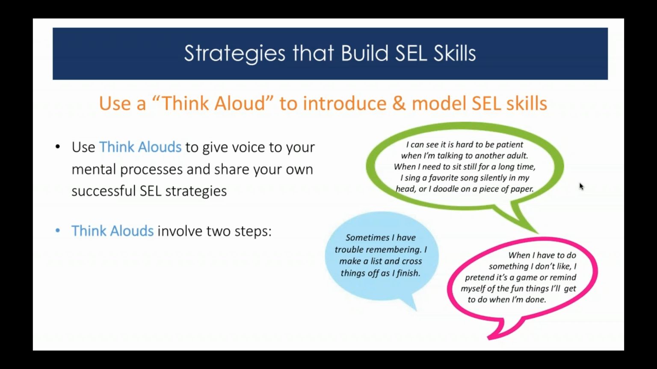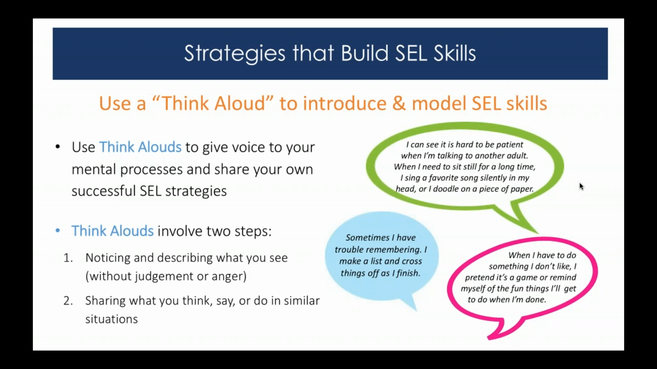And think alouds really involve two steps. The first is noticing and describing what you see occurring without judgment or anger. And then two, sharing what you think, say, or do in similar situations. So as you can see to the right, some examples of what a think aloud looks like might be, when I have to do something I don't like, I pretend it's a game or remind myself of the fun things I get to do when I'm done.